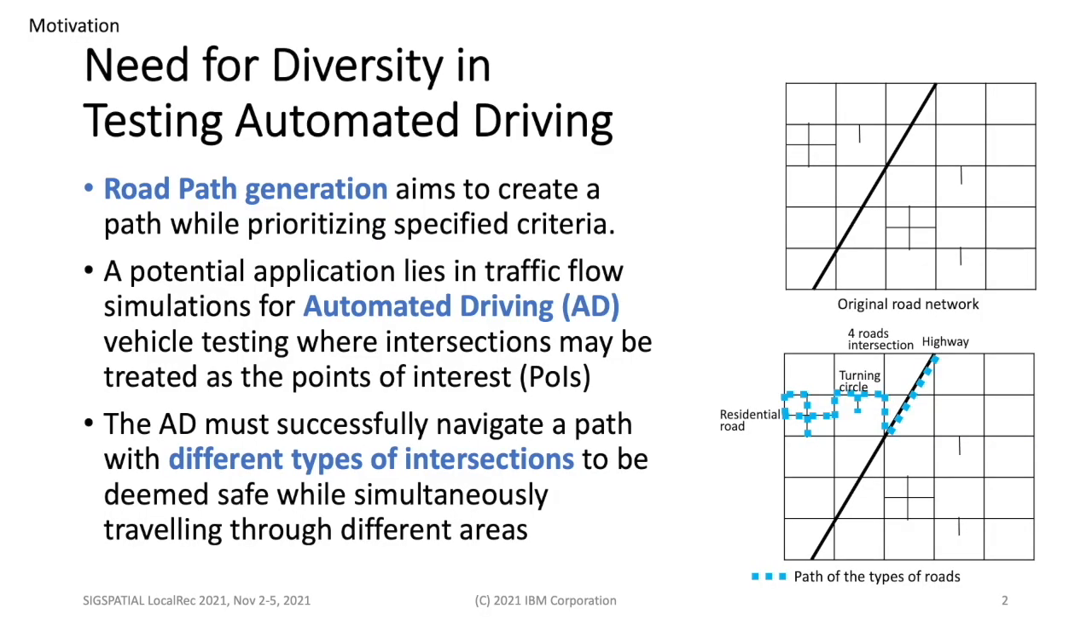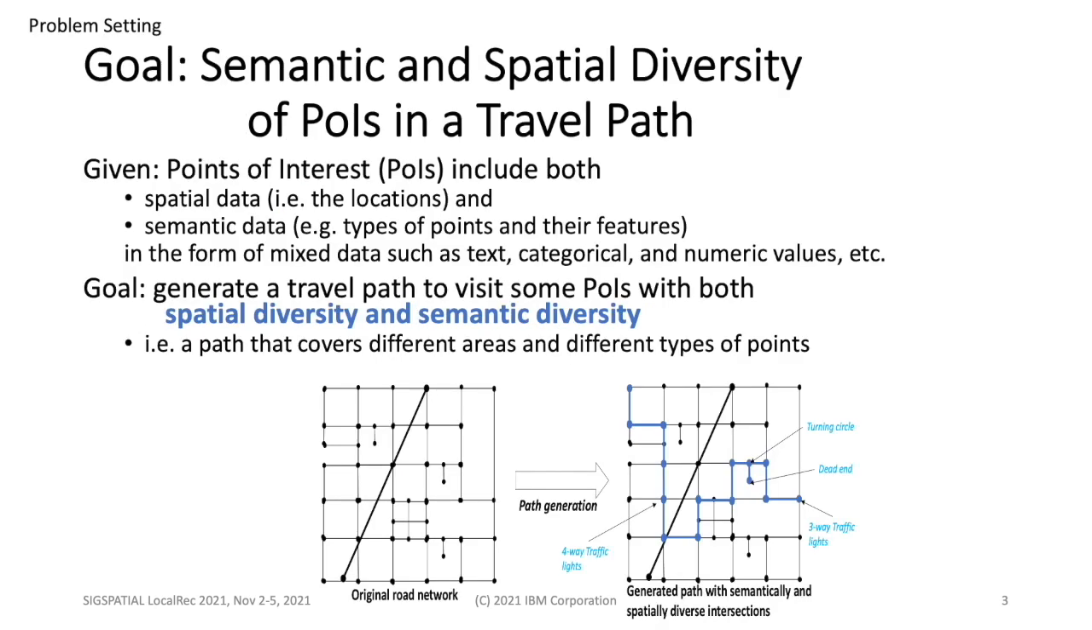So to begin with, road path generation aims to create a path which prioritizes specific criteria. Specifically, when we are applying it in automated driving testing, we're trying to generate a series of points noted as points of interest, which will highlight different types of intersections which should be navigated successfully. The goal in this case is therefore to generate a path that is both semantically and spatially diverse for the automated driving vehicle to navigate.